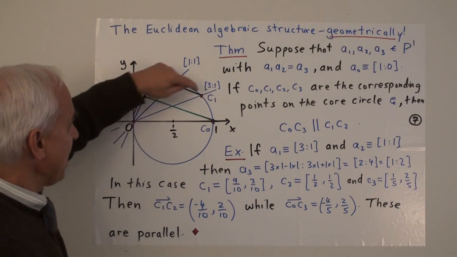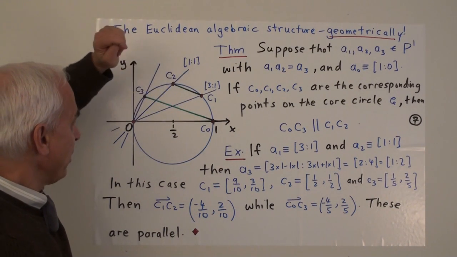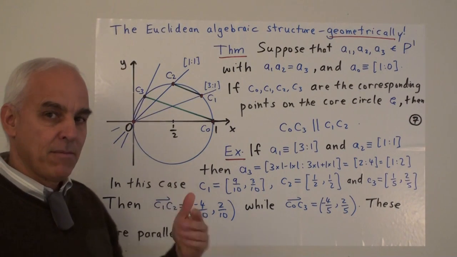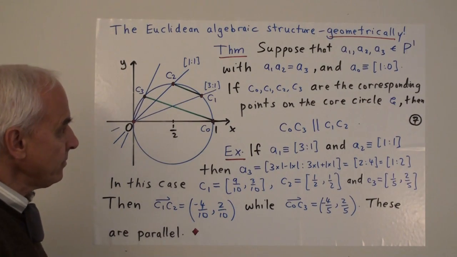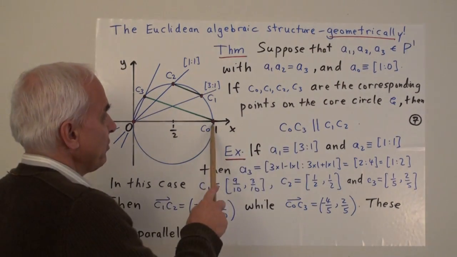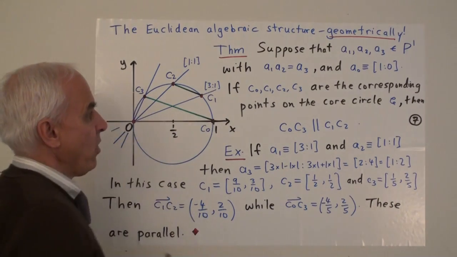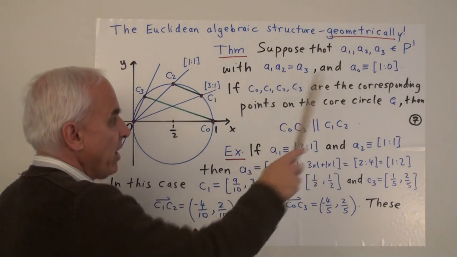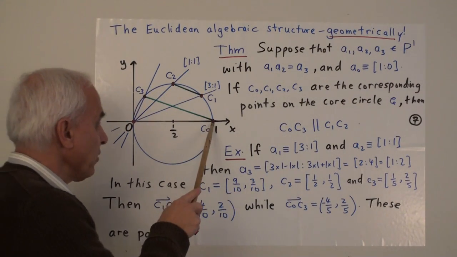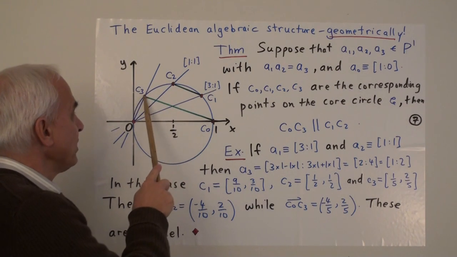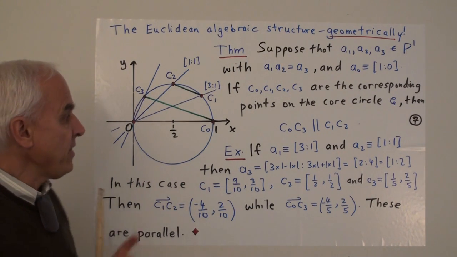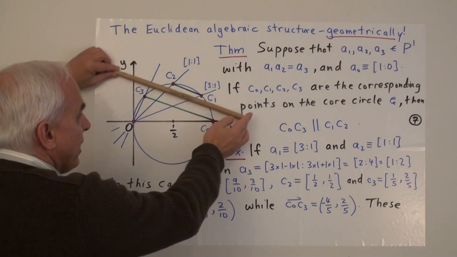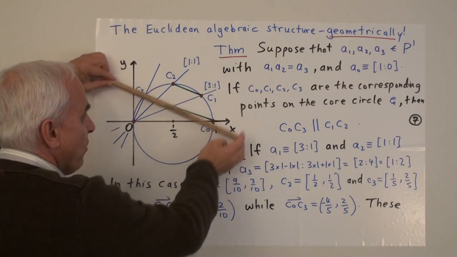So you can think about it as taking one point on one of the lines, another point on one of the other lines, taking the complex number product and seeing what line that product lies on. Let's also define A0 to be this line 1 to 0. So if C0, C1, C2, and C3 are the corresponding points on the core circle, C0 there, C1 there, C2 there, C3 there, then the statement is that the line C0, C3 is parallel to the line C1, C2.